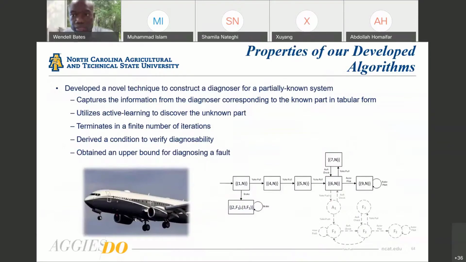And so the properties of the developed algorithm: we've developed a novel technique to construct a diagnoser for a partially known system. We're able to capture the information from the diagnoser corresponding to the known part in tabular form. We utilize active learning to discover the unknown part. The algorithms terminate in a finite number of iterations. We've derived the condition to verify diagnosability and obtain an upper bound for diagnosing a fault.